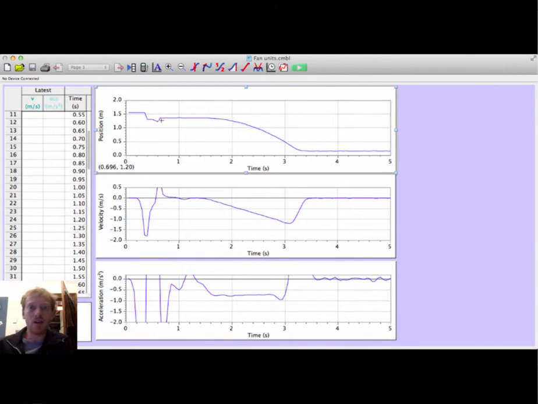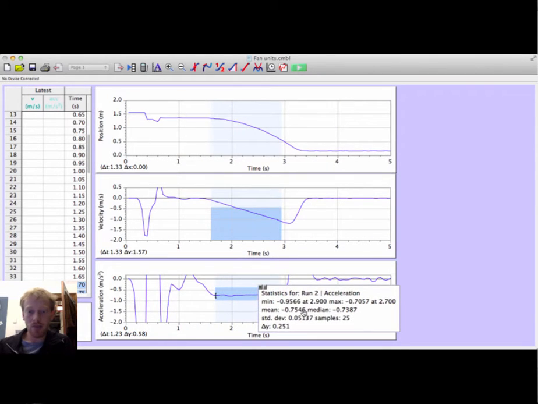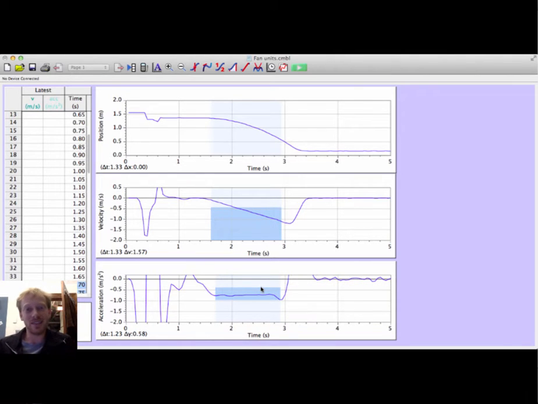There's some mess here involving the time that I set the cart onto the track, but I would say the relevant region here is this region, when you have a roughly linearly decreasing velocity, a velocity that is getting more and more negative, a velocity that is getting faster and faster towards the motion detector, and you have a constant negative acceleration. And that acceleration has roughly the same negative value, about minus 0.75 meters per second squared, as it did when the fan cart was moving away from the detector.